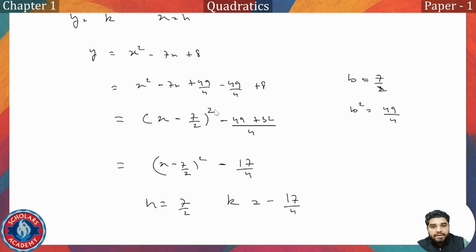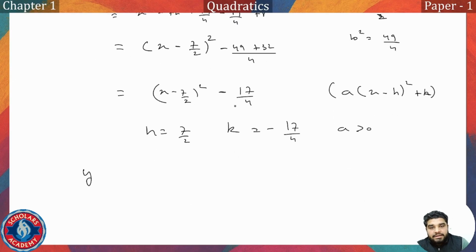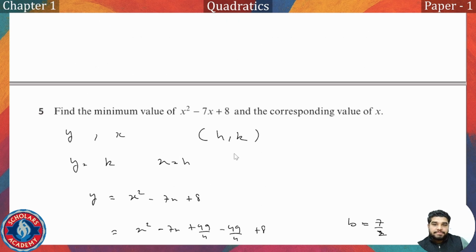Since a over here, if we compare it with the general equation, the general equation is a times x minus h whole square plus k. So the value of a is greater than 0. It means the point that we'll get is a point of minimum value. So the point will be of minimum value, and y is equal to negative 17 by 4, and the corresponding x for that is x is equal to 7 by 2. These are the answers for the question.